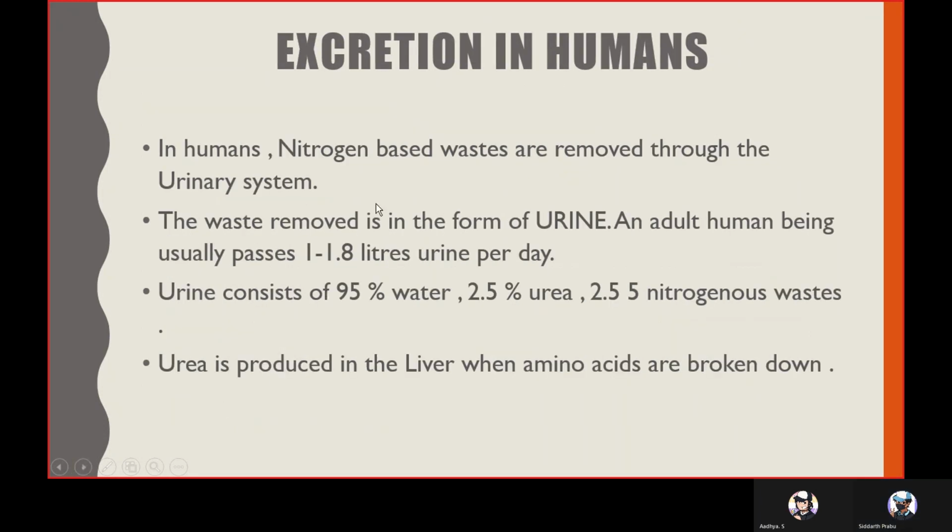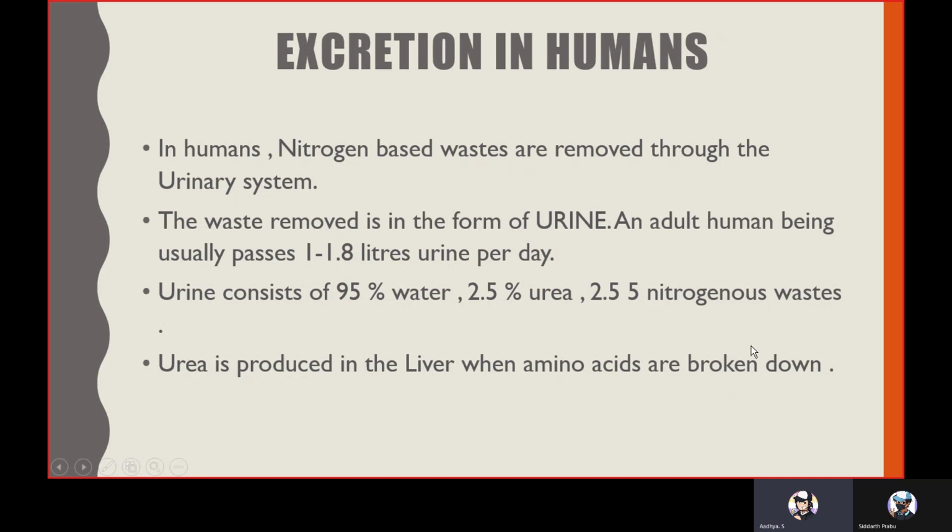Ureotelic. The excretion in humans. In humans, nitrogen-based wastes are removed through the urinary system. The waste removed is in the form of urine. An adult human being usually passes 1 to 1.8 liters of urine per day.